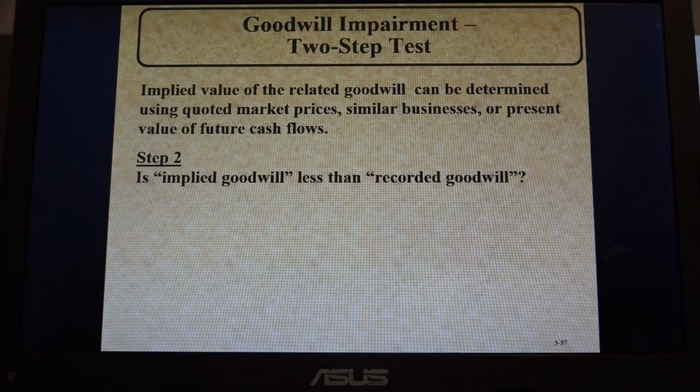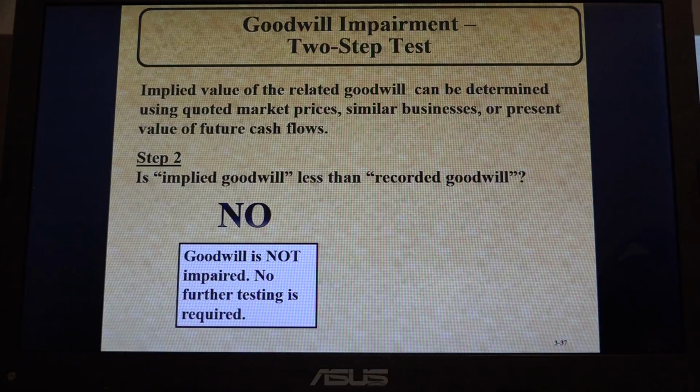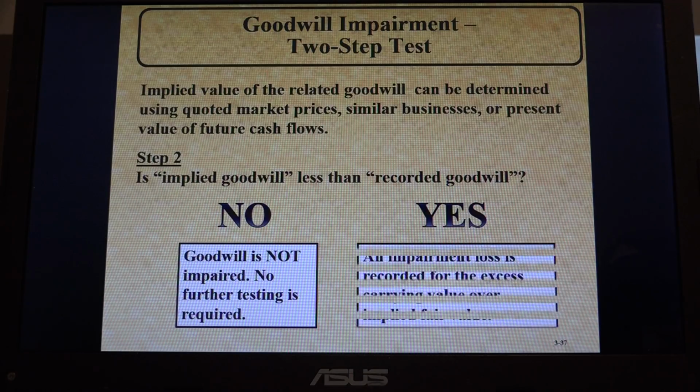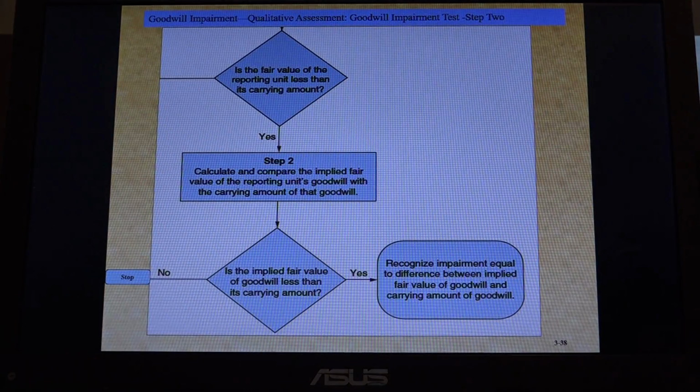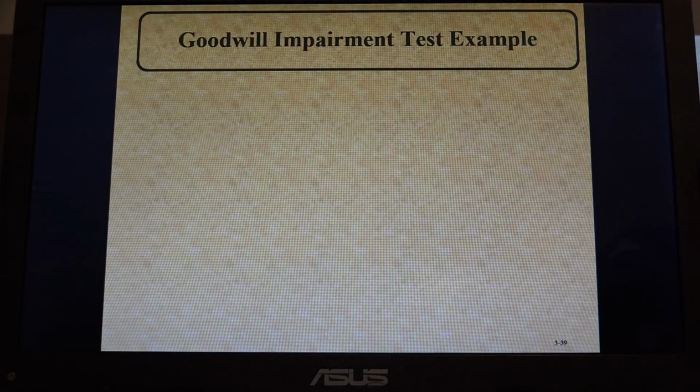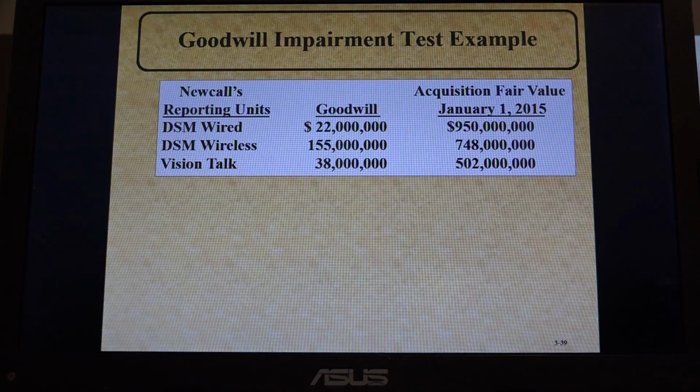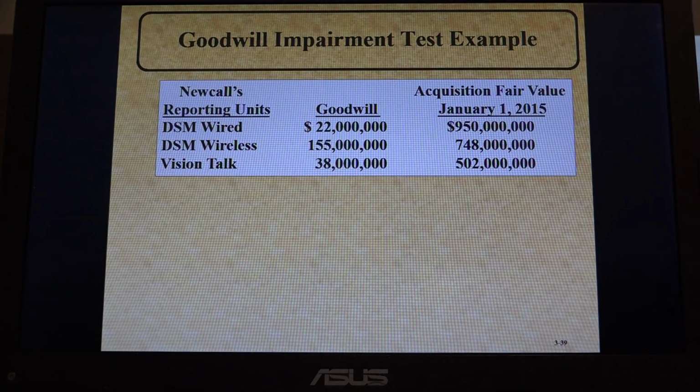And so they have an example in here. Of course, if implied goodwill is not less than recorded goodwill, you don't have to do anything. But if it is, then an impairment loss is recorded for the excess. And so here we have an example that's in the book.